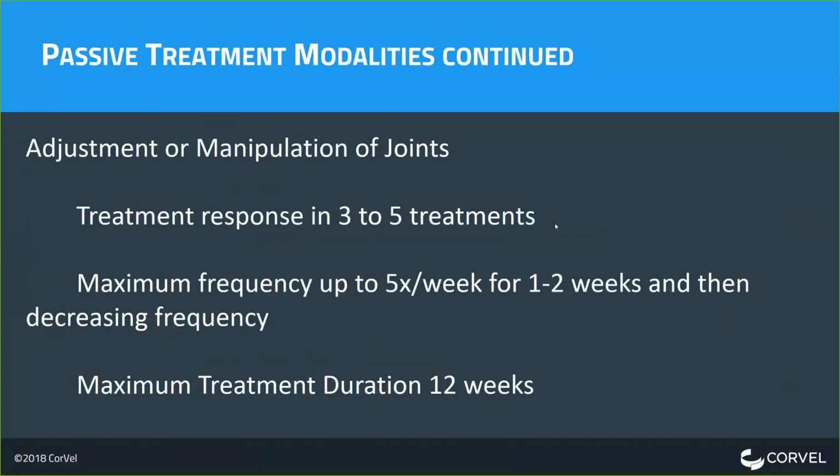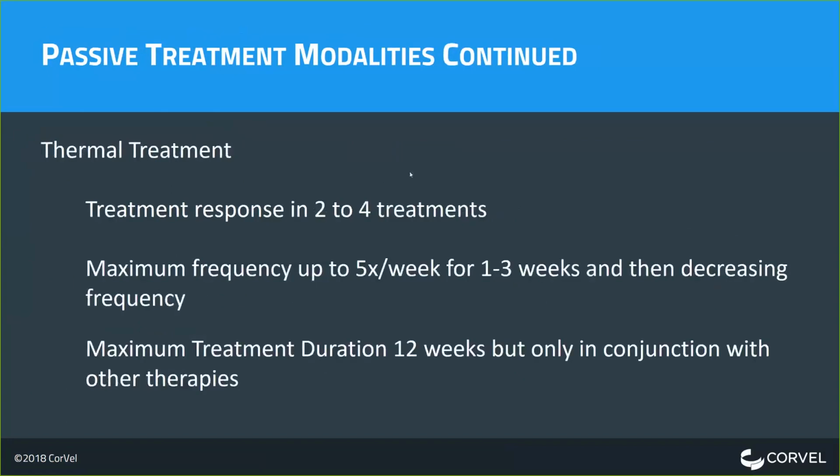So for adjustment or manipulation of joints, in all of these four sections, for the low back, thoracic, the neck, and the upper extremity, it says there should be a treatment response after 3 to 5 treatments. The maximum frequency of treatment is up to 5 times a week for 1 to 2 weeks, and then decreasing frequency, and then the maximum treatment duration is 12 weeks. For thermal treatment, again, the treatment response should be within 2 to 4 treatments. Again, there's a maximum frequency with decreasing frequency and a maximum treatment duration.